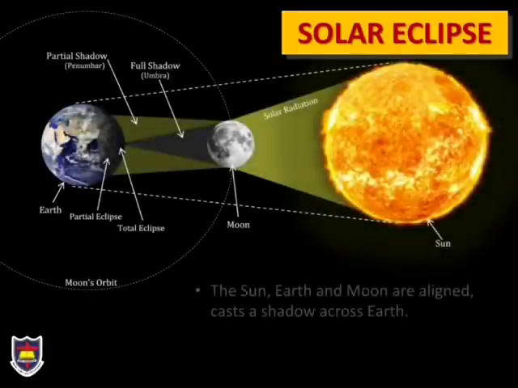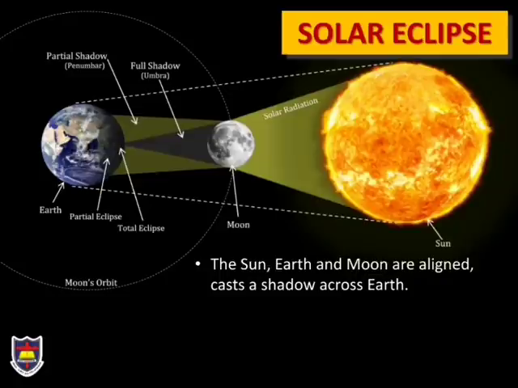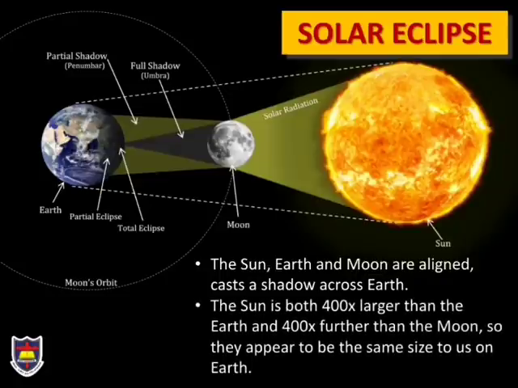Next, solar eclipse. Solar eclipse, when the Sun, Earth, and Moon are aligned, casts a shadow across the Earth. The Sun is both 400 times larger than the Moon and 400 times farther than the Moon, so they appear to be the same size to us on the Earth.